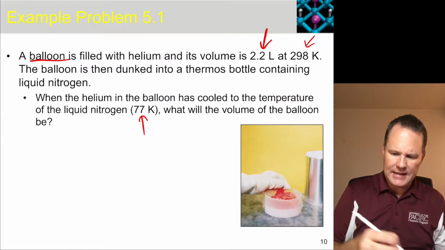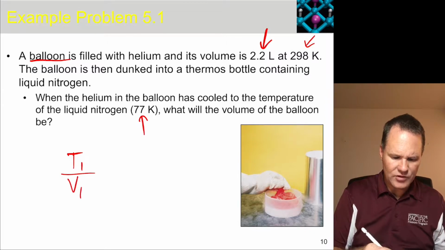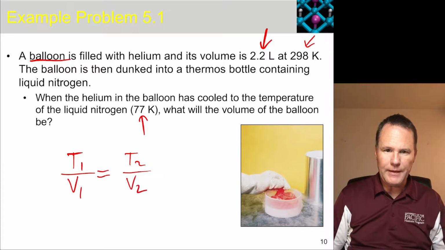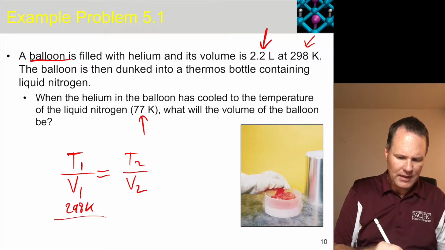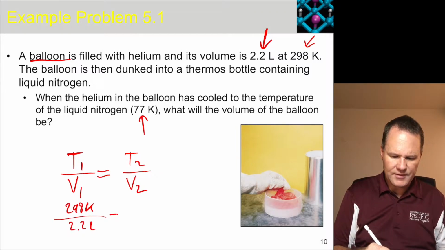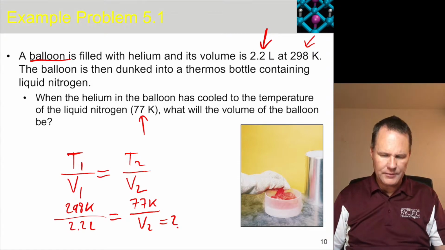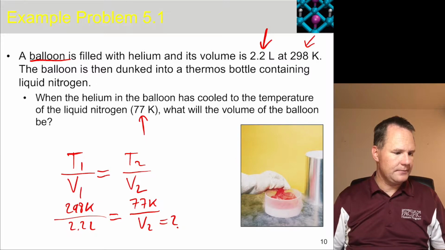So let's say that we have initial temperature over initial volume, and that is equal to the new temperature over the new volume. And all we have to do now is put in the numbers, right? So the initial temperature was 298 Kelvin, the initial volume is 2.2 liters, and then the new temperature is 77 kelvins, and now I'm looking for the new volume. So how can I do that? Well, it's not rocket science. It's 2.2, right, times 77 divided by 298, right?